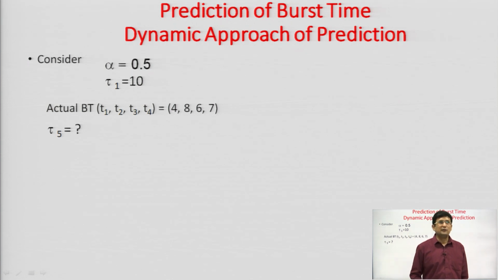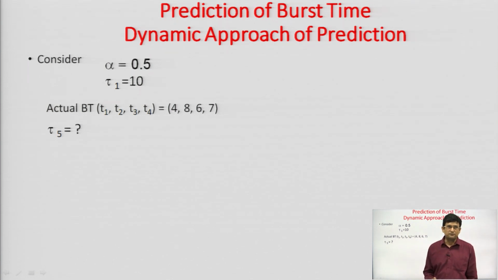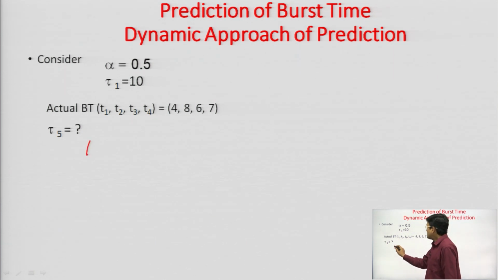Let us take a numerical to solve this, and then you will be able to understand the exponential averaging even better. The value of alpha, the smoothing factor, is 0.5, tau 1 is 10, the actual burst times of 4 processes T1, T2, T3, T4 are given, and you have to find out the burst time of the 5th process. You have to predict this. So, how can we do so?